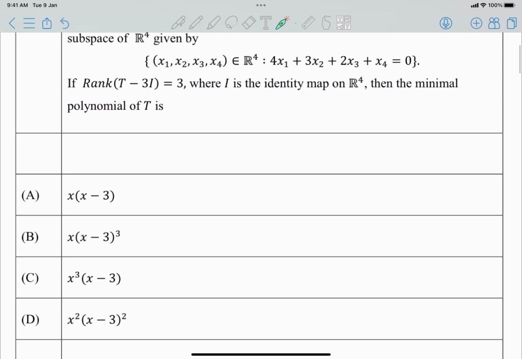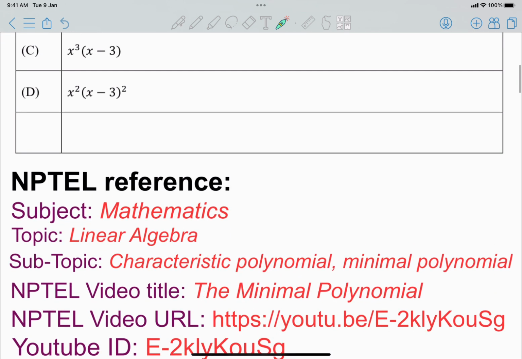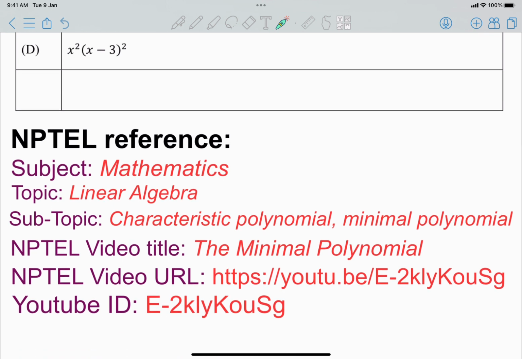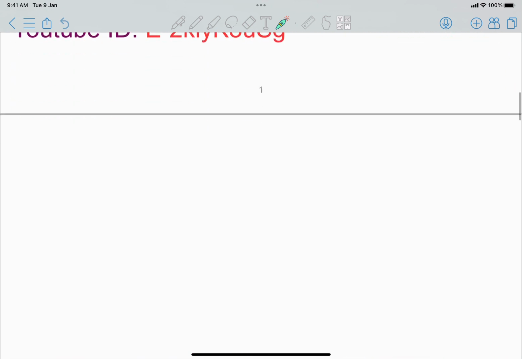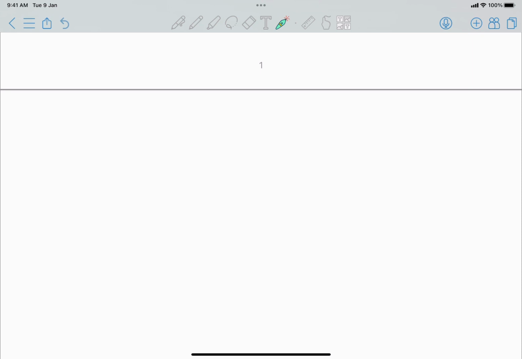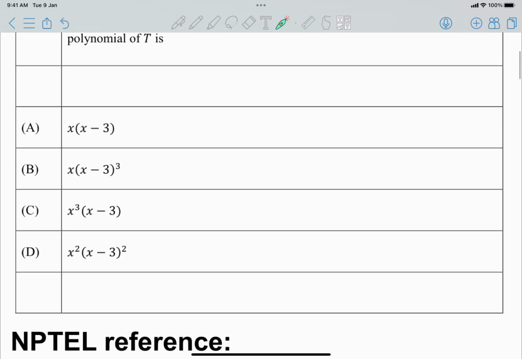Okay, so let's solve this one. Also, in order to solve the question, you can look at the NPTEL reference. This is the NPTEL reference. Okay, so let's solve it. Whatever definitions and results are needed in solving the question, I will write them whenever they are needed.